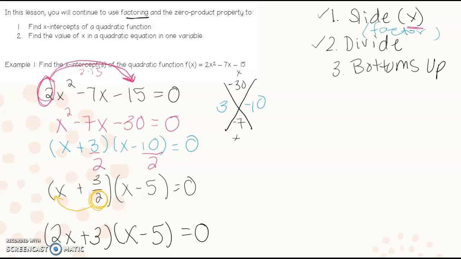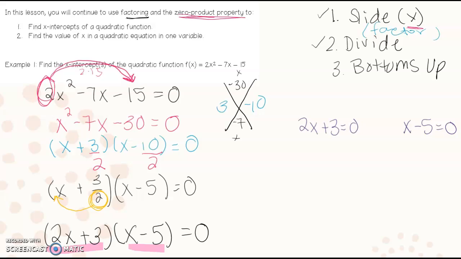The last step in order to solve these equations is we need to set each of these equal to 0. This is called the zero product property. So when I do that, I'm going to take each of these factors and set them equal to 0. So I'm going to have 2x plus 3 equals 0. And I'm also going to have x minus 5 equals 0. In order to find those x-intercepts or the solutions to this quadratic equation, I just need to solve now.